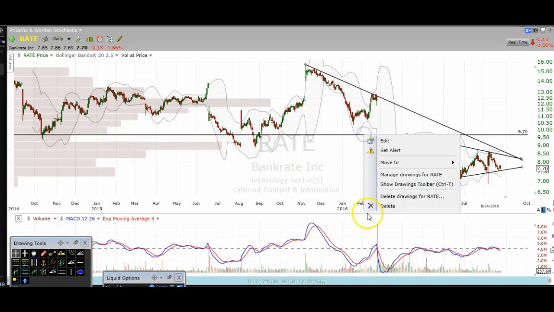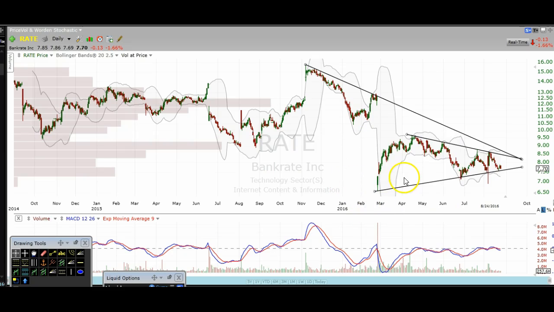Wow, okay, I'm not going to draw that. But the biggest thing here is this triangle here. So a break below this trend line or a break above this trend line should see a nice move in whichever direction it decides to break. So be aware of that.